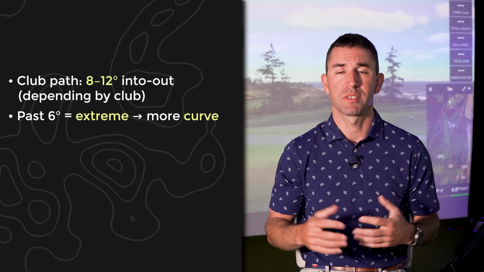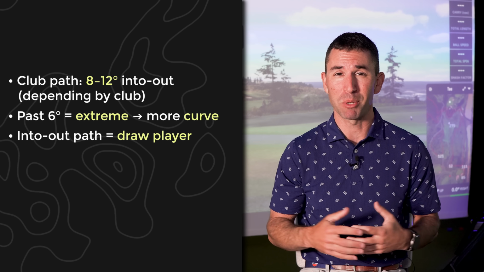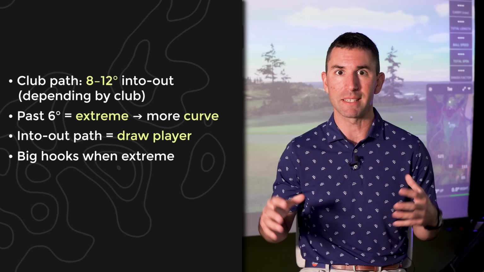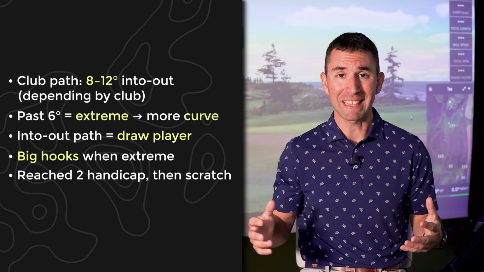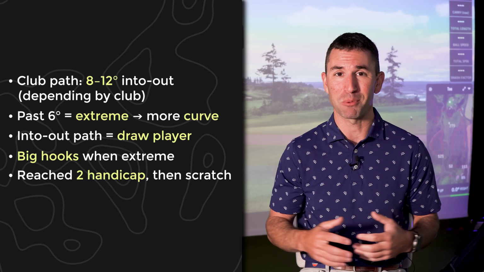And they're mostly right. So because my club path was in to out, I was a draw player. And when it would get more extreme, I would fight these massive hooks. Despite that, I was able to get down to a 2 handicap and then eventually scratch with this crazy club path. Why? Because I worked really hard on controlling where my club face was pointing at impact.